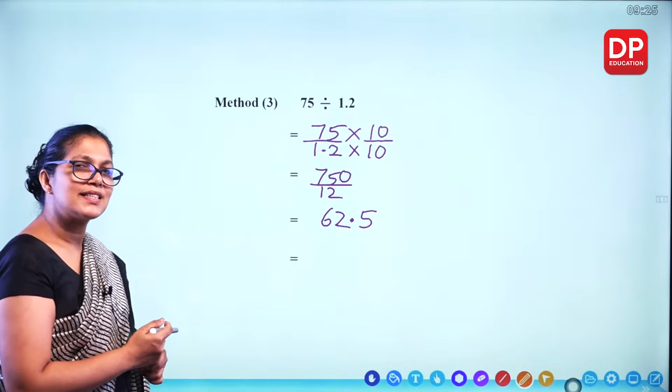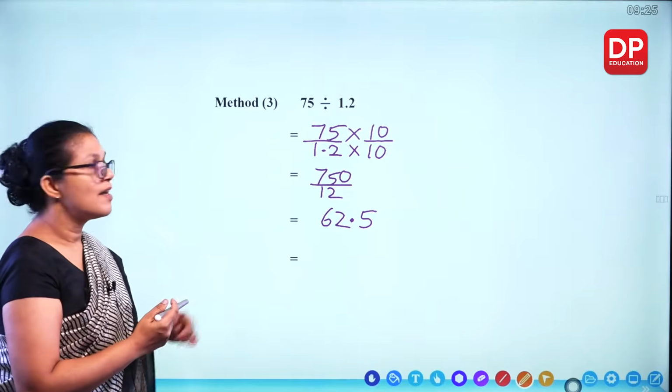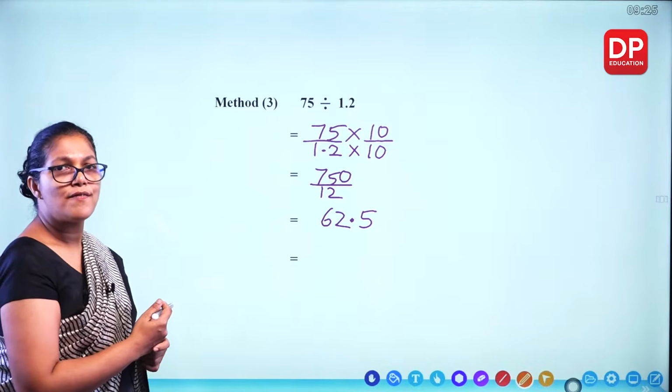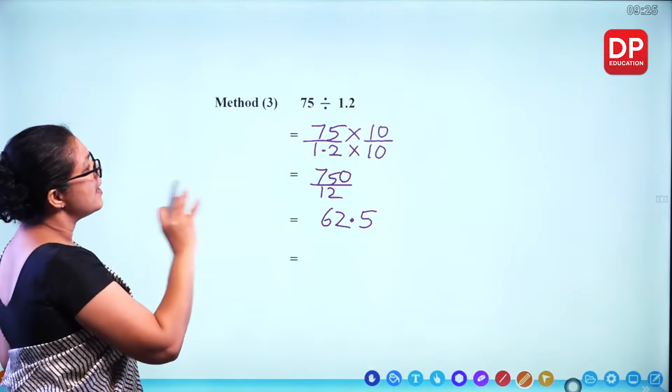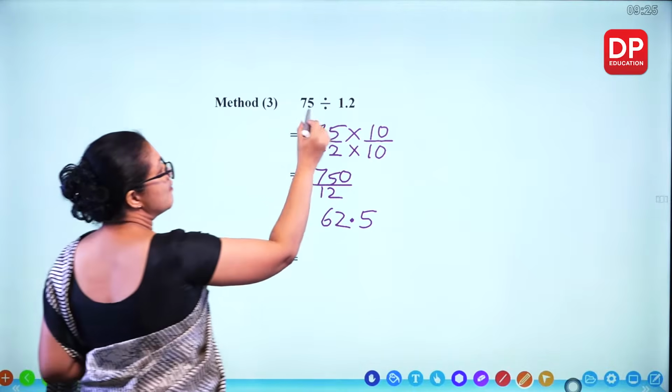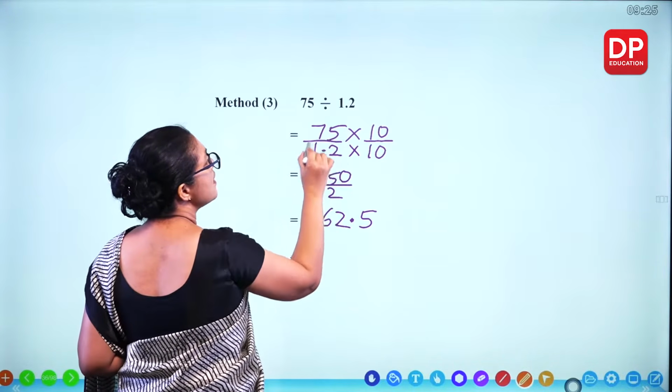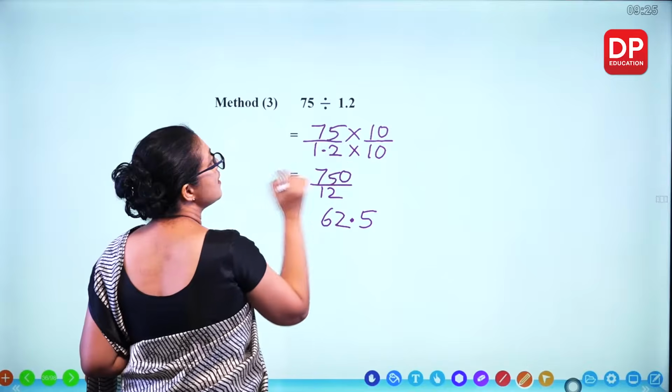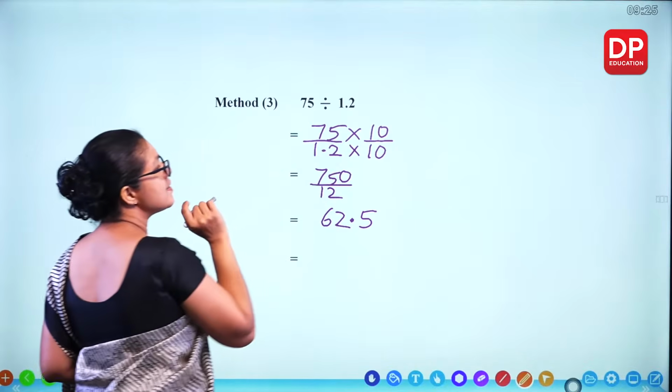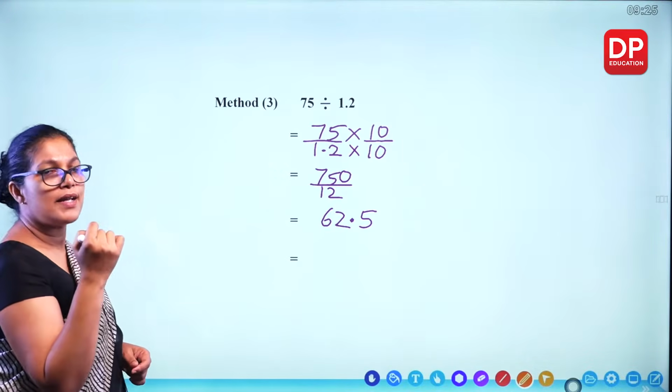So what's the easiest? Easiest is without converting to a fraction. Just multiply. First multiply by 10 to get rid of this decimal and then divide.